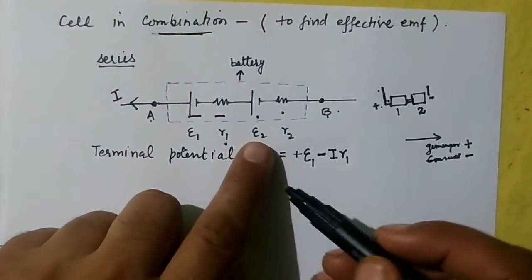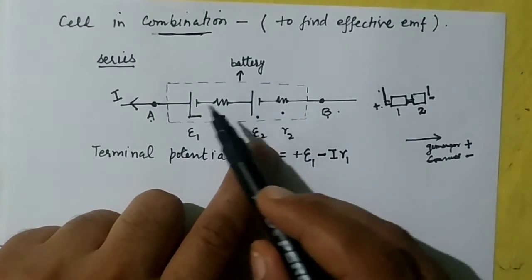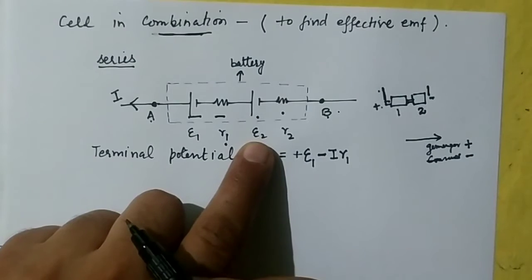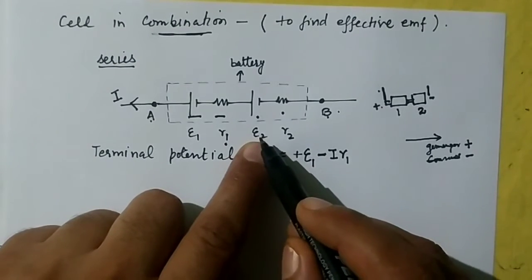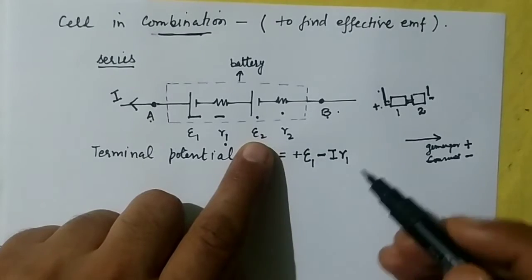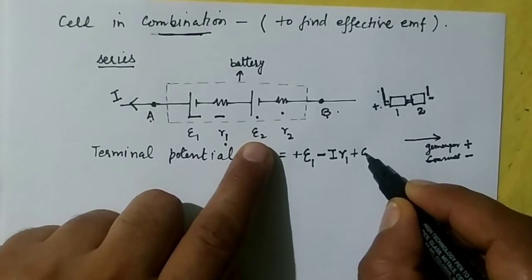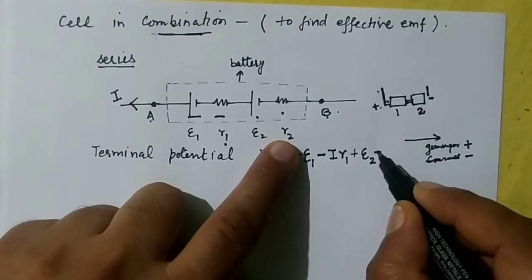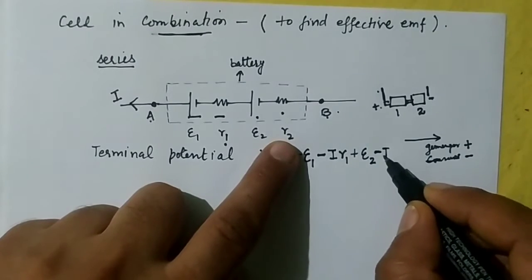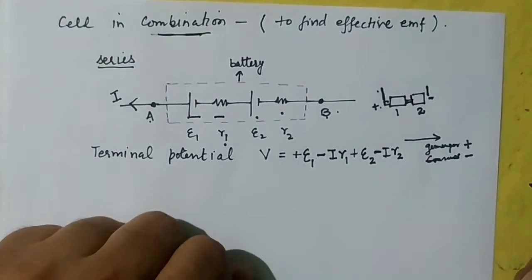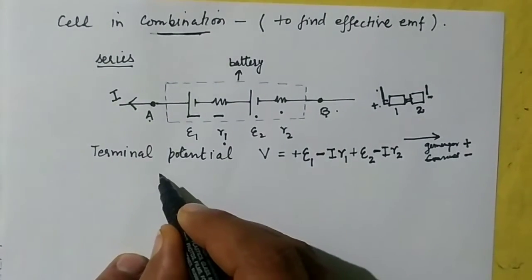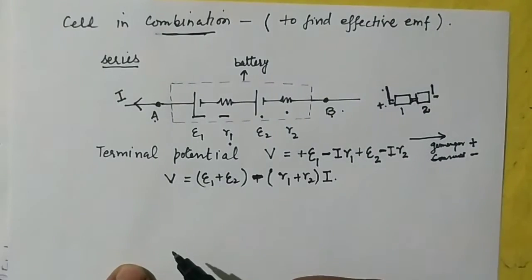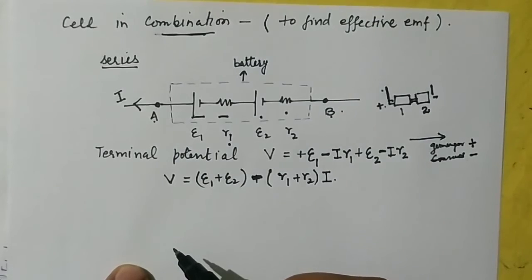Now further you move. See, for this cell also the direction of current should be according to this cell. So it also discharges and produces potential, so it is also taken as positive. And further, resistance always loses energy, so it is minus I R2. Now solving a little bit, V becomes E1 plus E2 minus I into R1 plus R2.